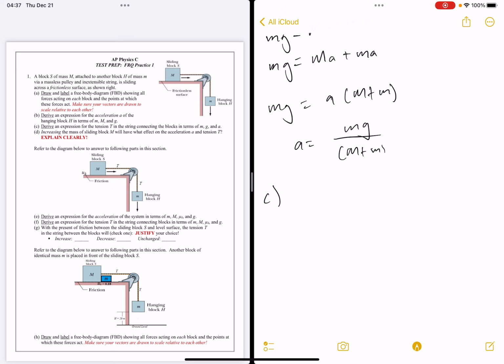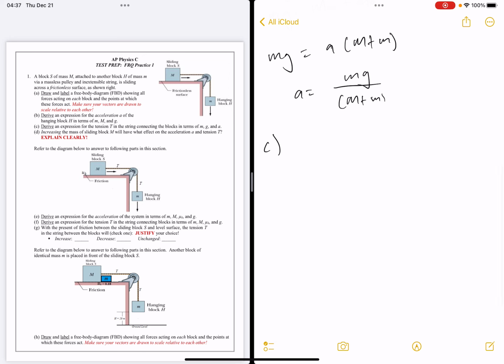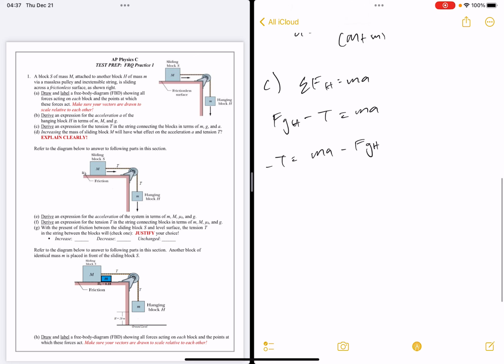So next is C. We're trying to derive T. So I'm going to set up net force again. So net force of H equals small ma. So FGH minus T equals ma. Since we're solving for T, T equals ma minus FGH. So that means T equals mg minus ma.